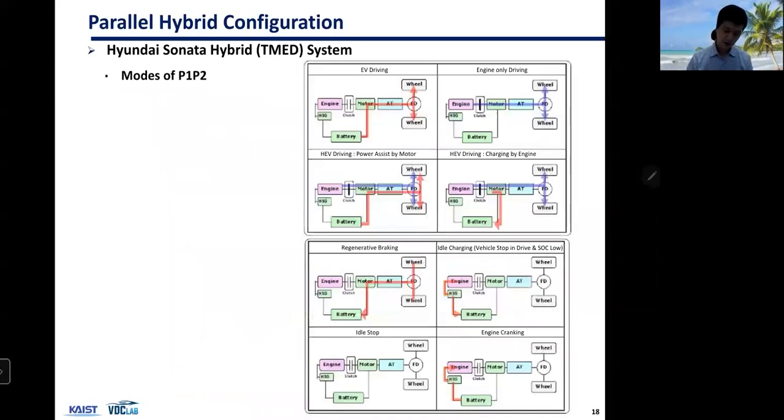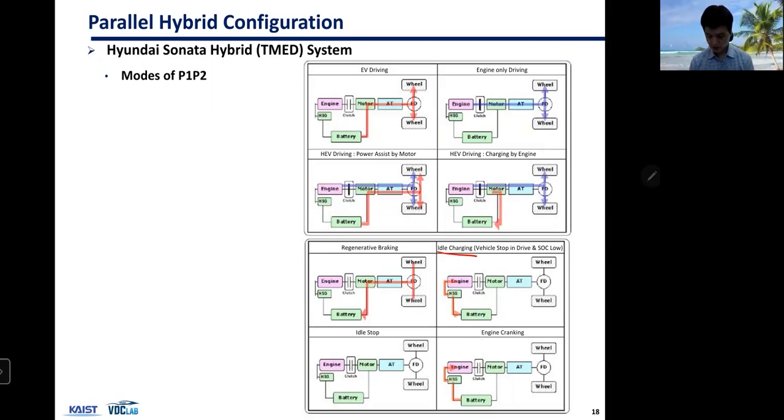But because you have an extra small motor, you can have many different modes, such as here. So if you had P2 motor only, then you would have EV and HEV mode. But because you have this extra small motor, you can actually do other modes, such as, say, idle charging, which can only be done in series mode.